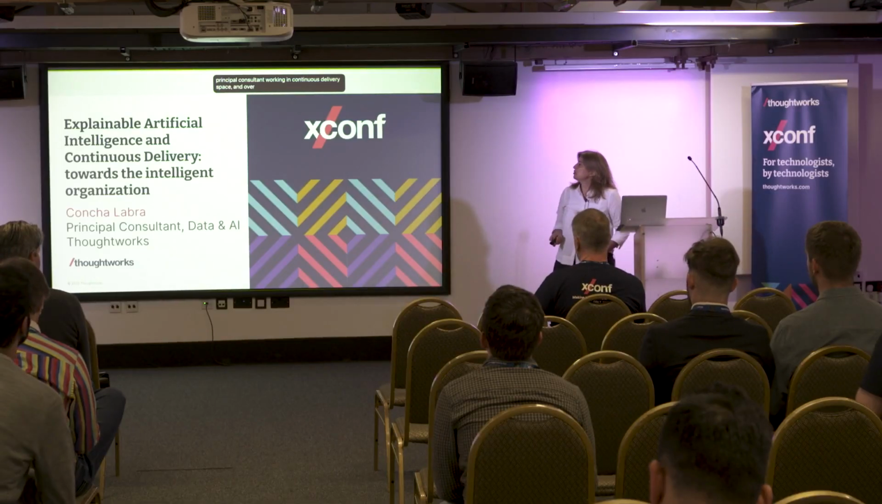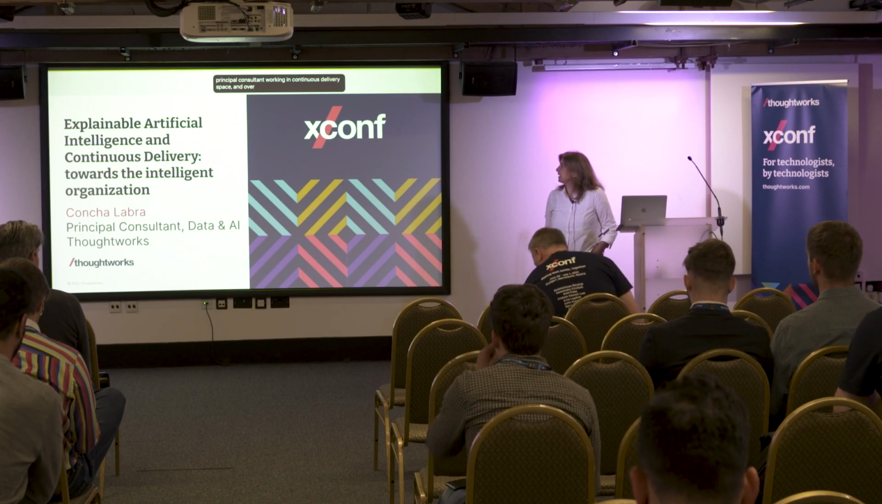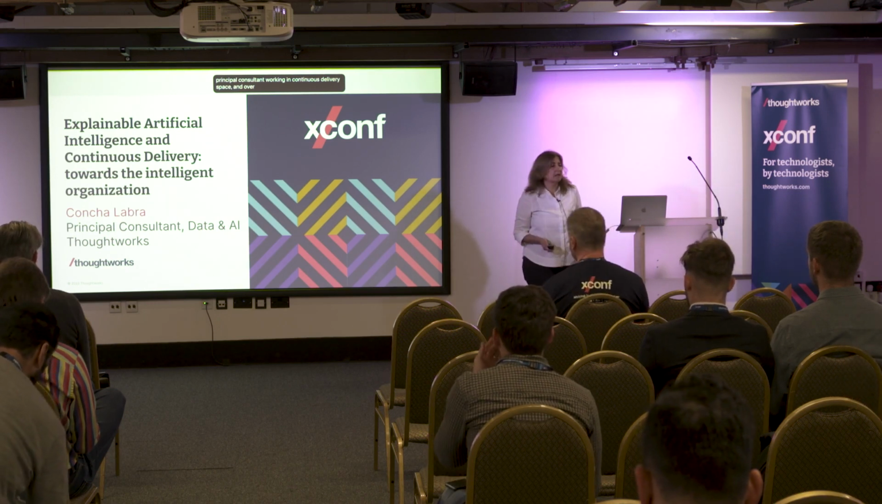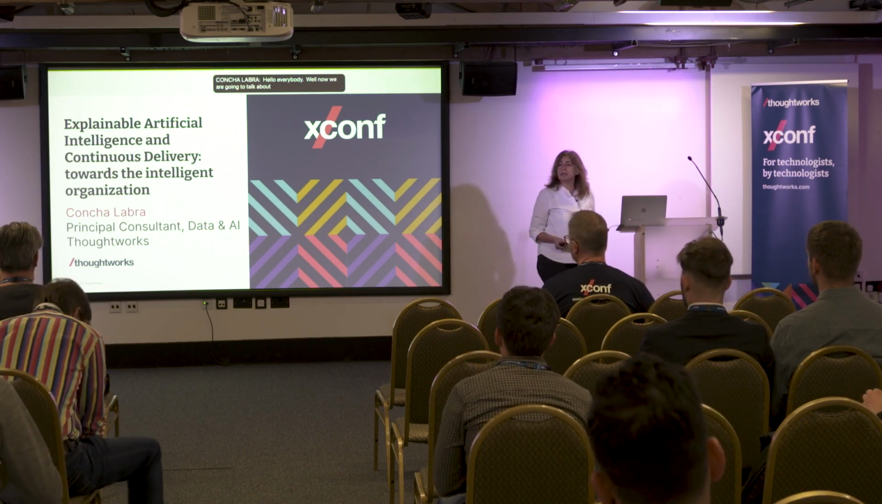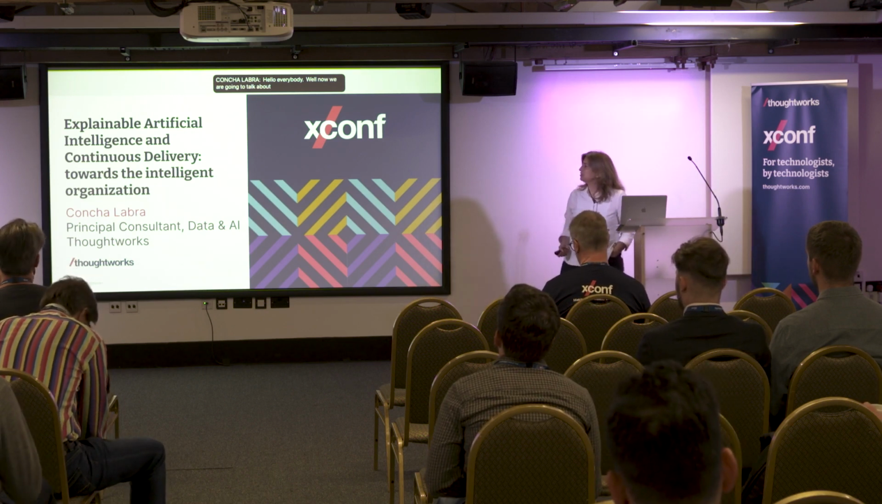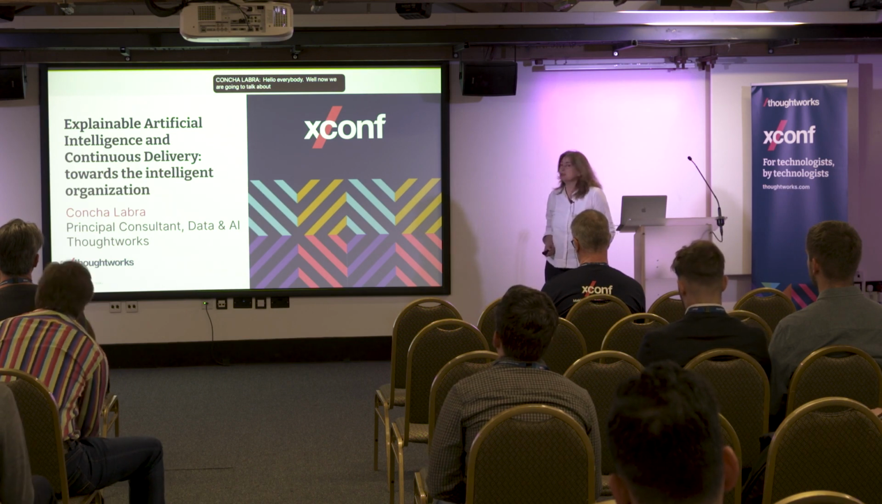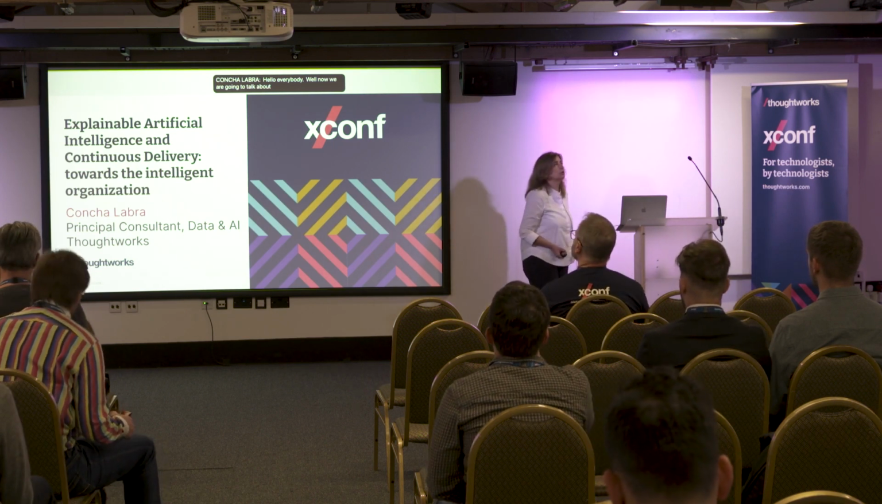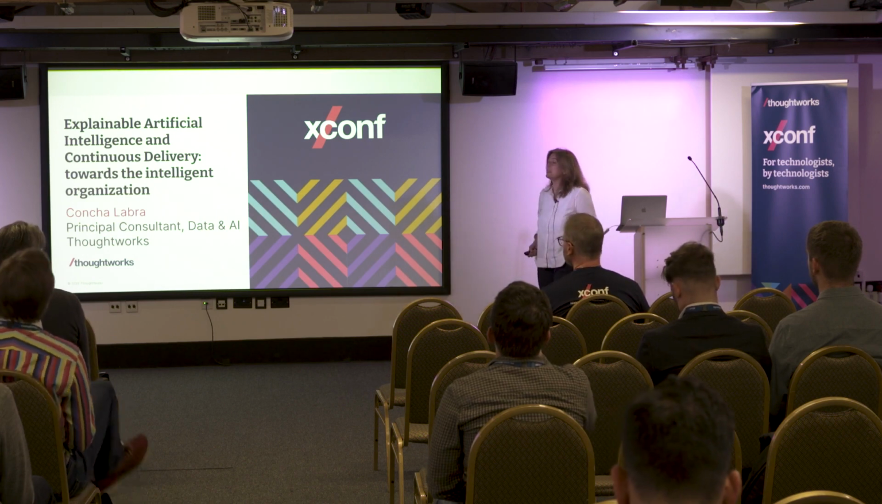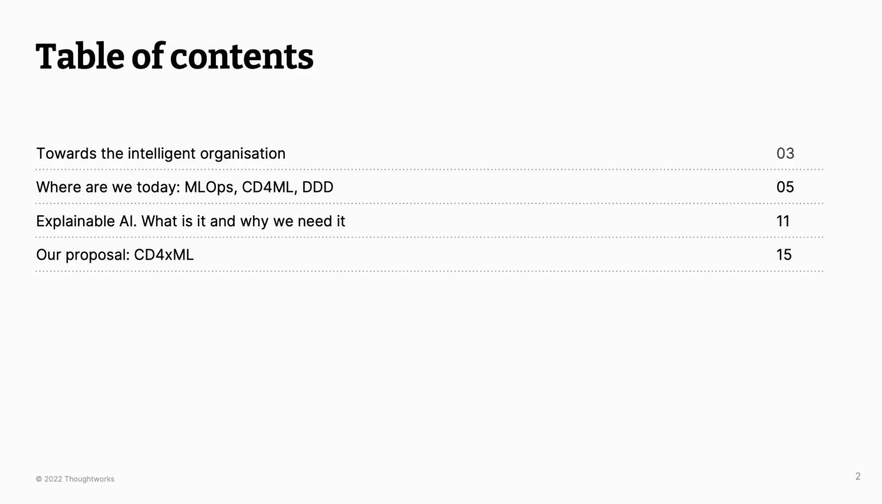Well, now we are going to talk about explainable artificial intelligence in the context of how to apply it in continuous delivery and in relation to what we call the intelligent organization. So we are going to talk about what an intelligent organization is. We are going to say that we are not there yet.